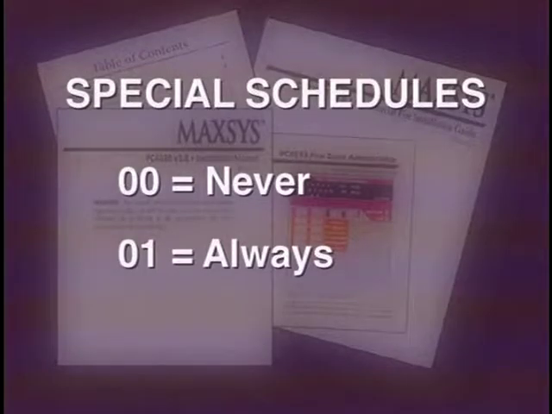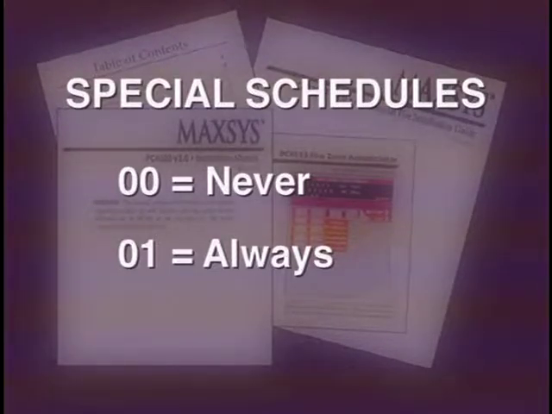The next step is to determine the schedules that will be required for the application. Before we start, it's important to note that date schedule 00 and 01 are special. Date schedule 00 means never, and date schedule 01 means always. So if in our application we have people that never or always have access to a door, a schedule does not have to be programmed.